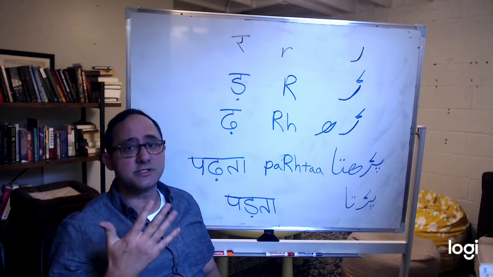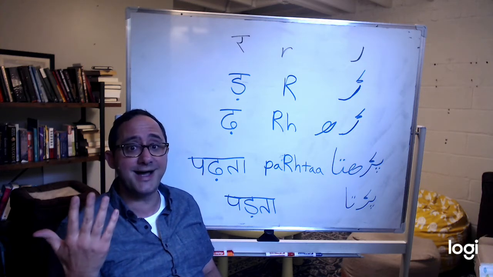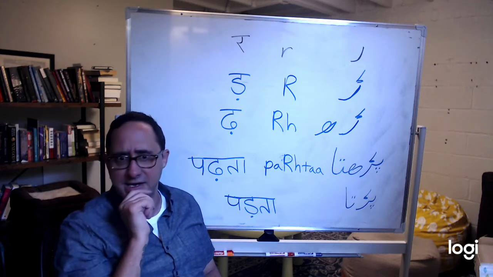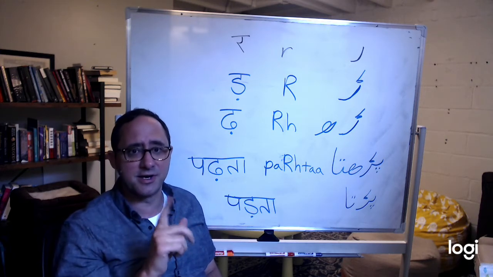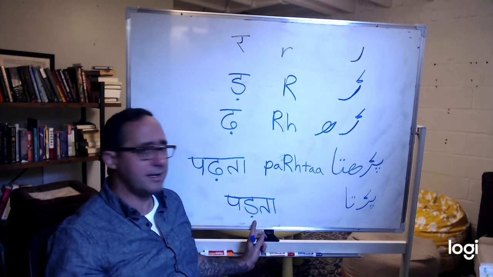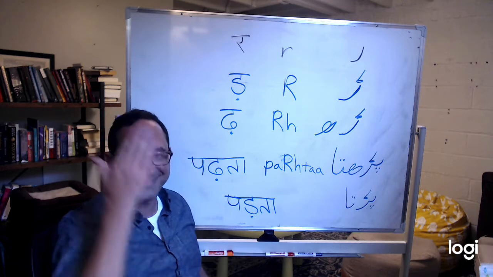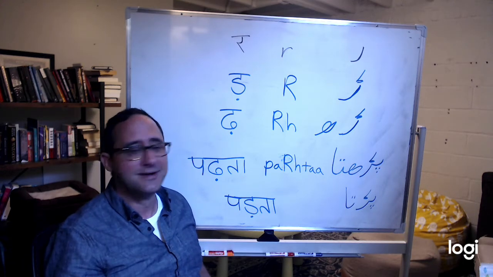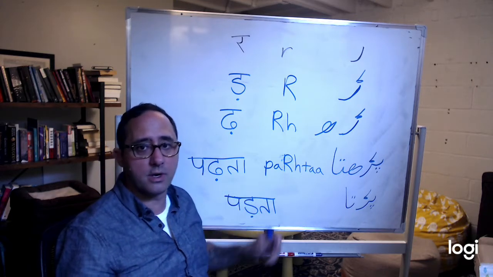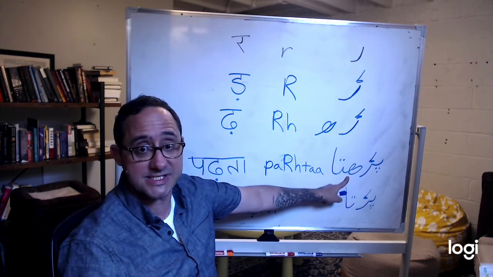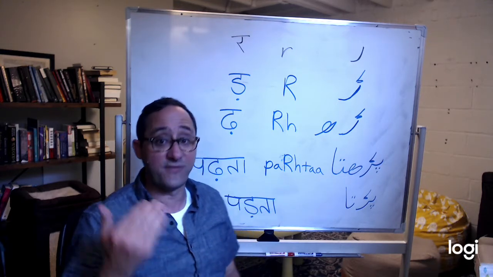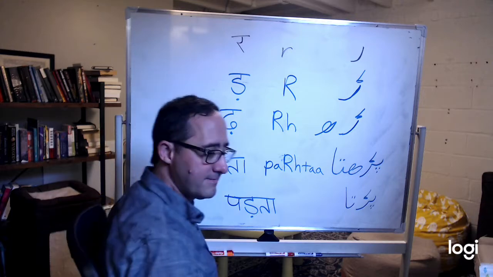Zindagi tere rangon se rangadari na ho pai. If you've ever seen Lucknow, what is it? Lucknow Jail? There's a song Rangadari. They say pai, which is a form of, no, that's paRhnaa. I'm going to cut this out. Sorry. So it's parta for study. And this is how it looks in Urdu. I know this might be confusing because you don't know Urdu yet, but for Hindi speakers, you will know what I'm talking about. All right?